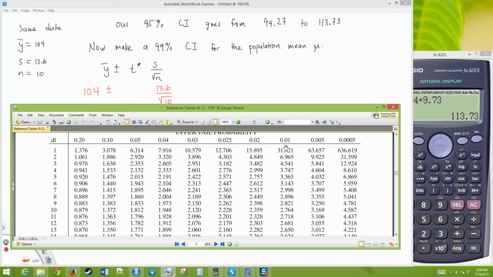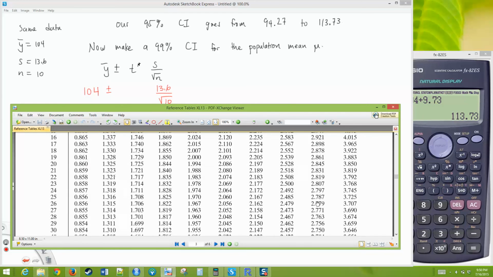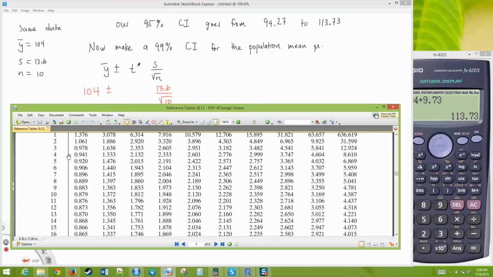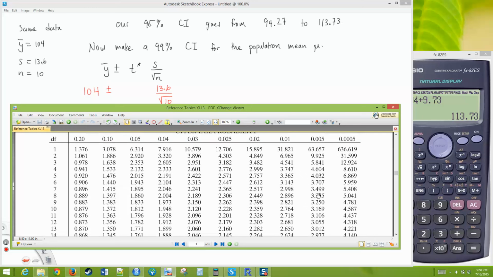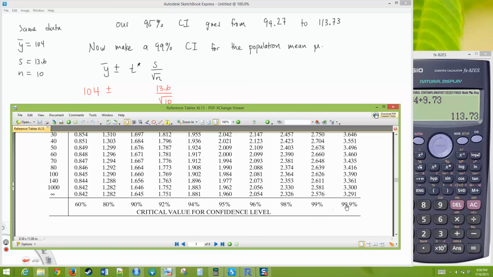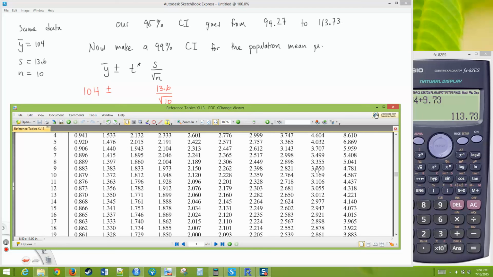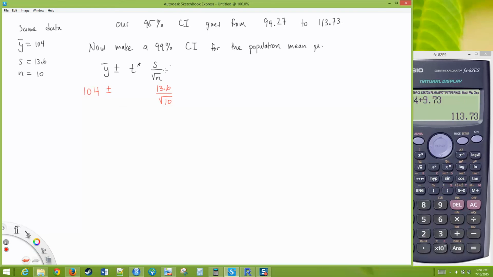So for t star, I'm going to look up 99% confidence. Okay, 99% confidence, and I have 9 degrees of freedom. So I'm going to use 3.250. That corresponds to 99% confidence, not 99.9. So we're just going to make a 99% confidence interval, and I'm going to use 3.250. Can you guys see that? So that's my t star.